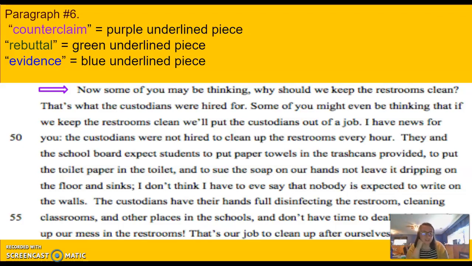The custodians have their hands full disinfecting the restroom, cleaning classrooms, and other places in the school, so they don't have time to deal with cleaning up our mess in the restrooms. That's our job, to clean up after ourselves.